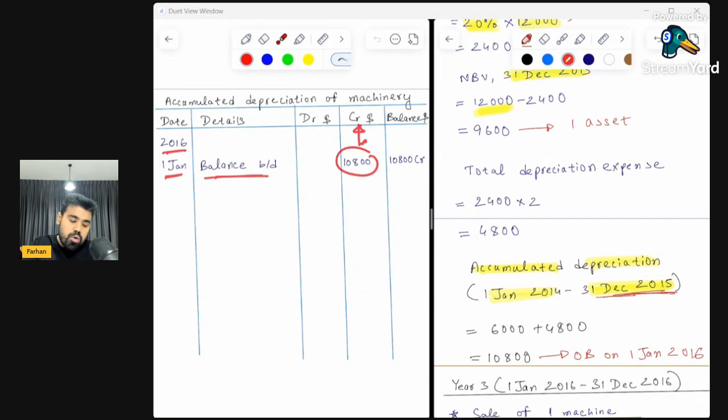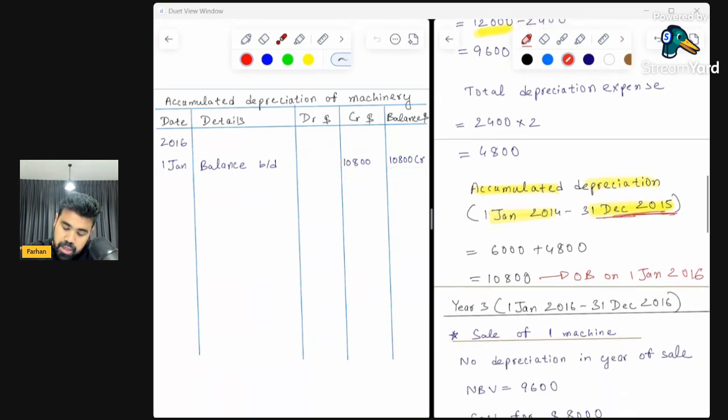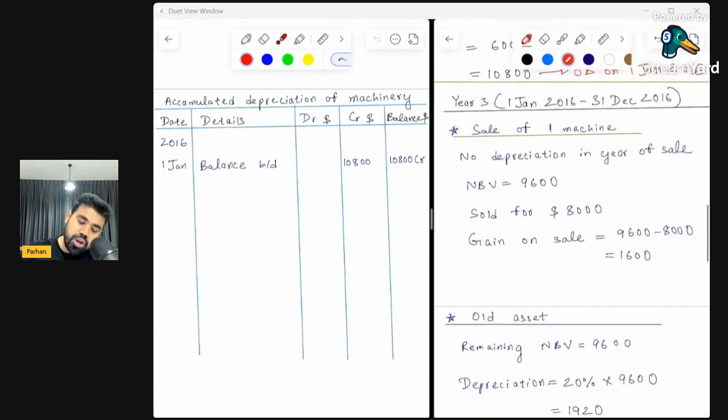Okay, so accumulated depreciation should always have a credit opening balance, and by default it means that whenever it increases we credit it and whenever it decreases we debit it. So that's why on 1 Jan 2016 the opening balance is reported on the credit side of 10,800, which gives us a net balance of 10,800 credit to begin with on 1 Jan 2016. Okay, now I'll take your attention to the third year of calculations.